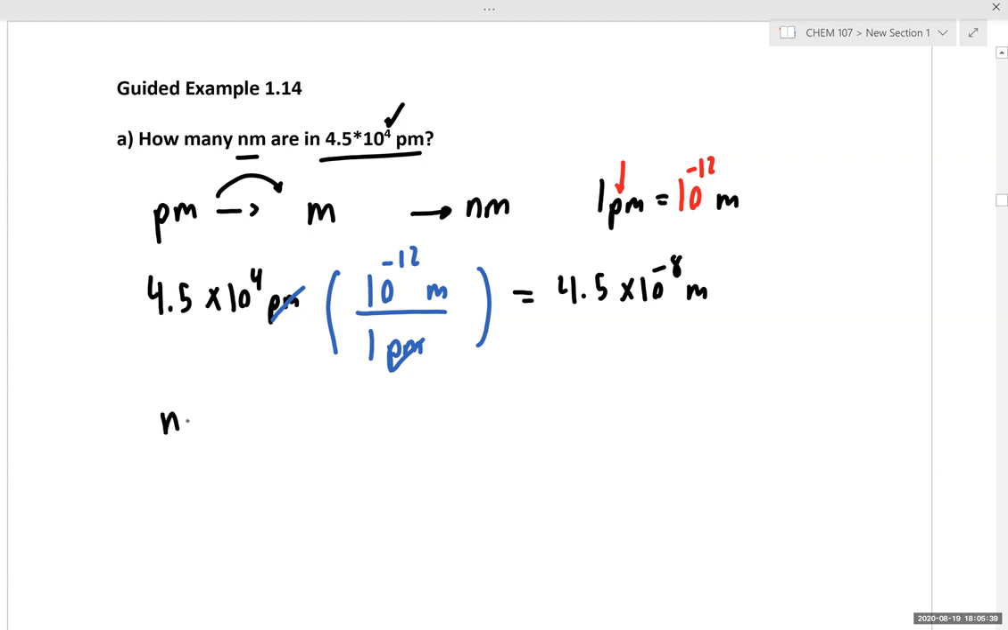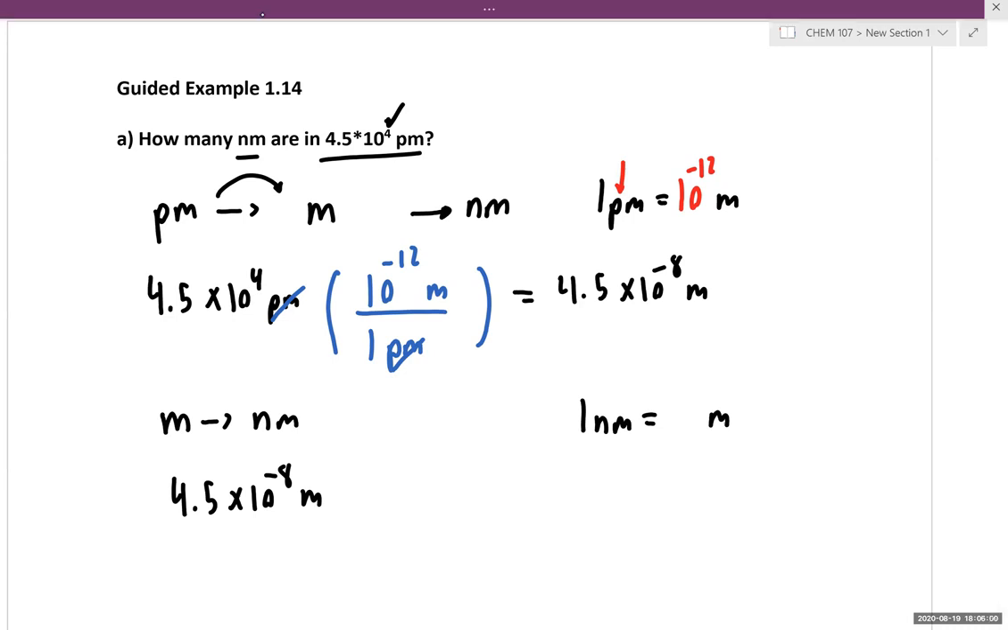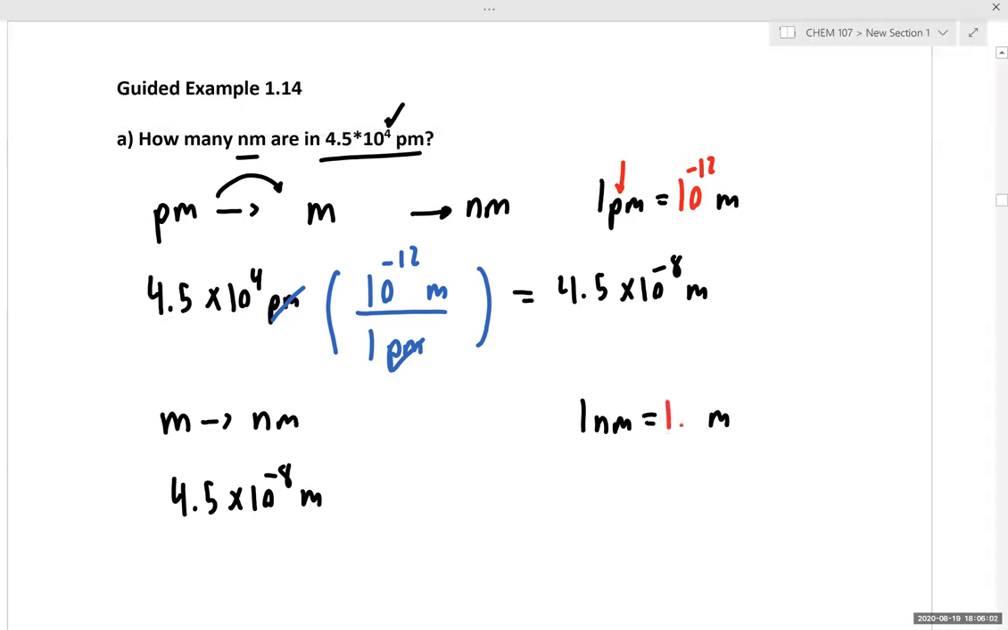Okay, now we're trying to go from meters to nanometers. So we have 4.5 times 10 to the negative 8 meters. And let's set up a new equality. So 1 nanometer corresponds to how many meters? 10 to the negative 9. Yep, exactly right.